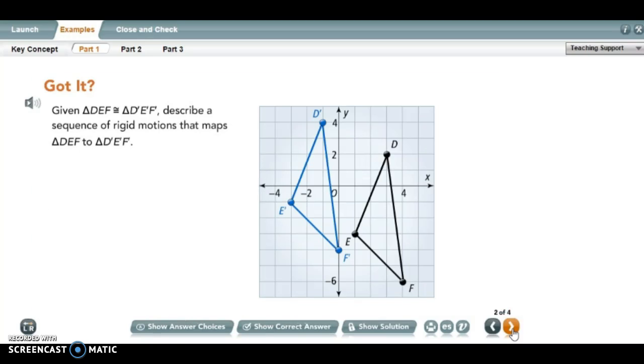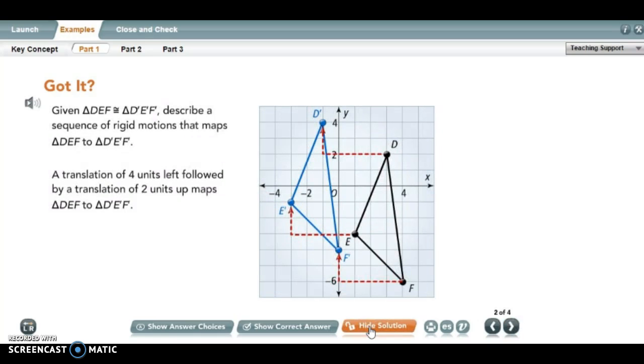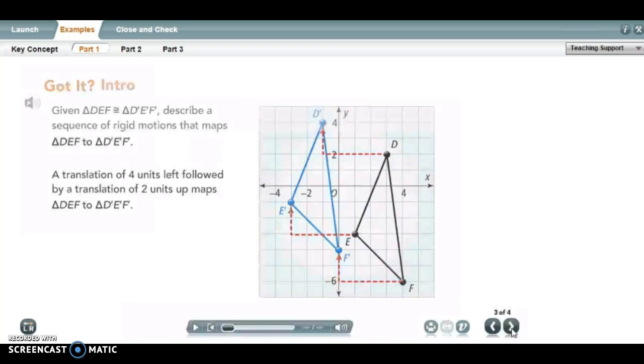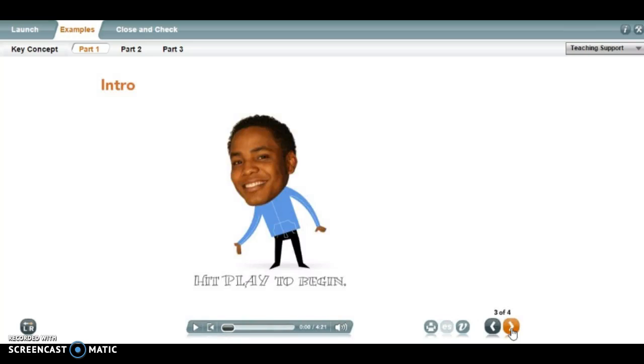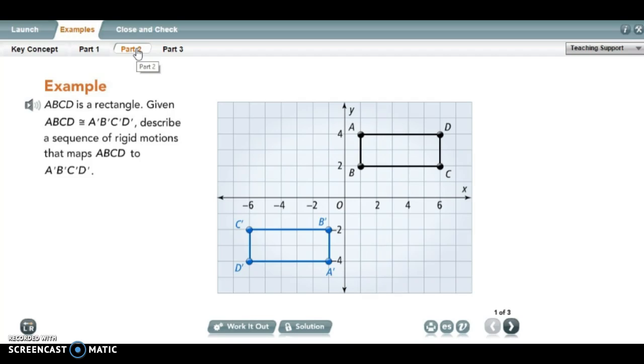Okay, when we look at this one, we can go to the left 4 units and then up 2 units. Make sure that you are looking from D first, then to D prime. So here we're going over 4 units and then up 2 units. This is your next one. I'm going to give you just a minute to look at it. Remember, you're going to go from A to A prime.